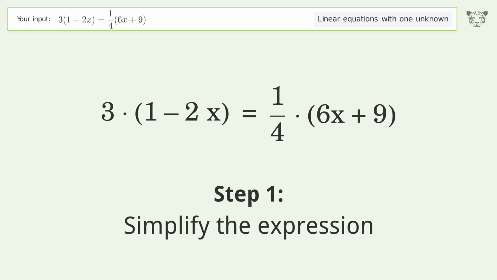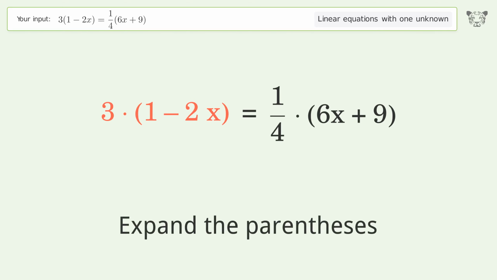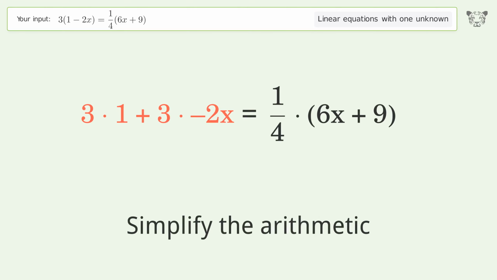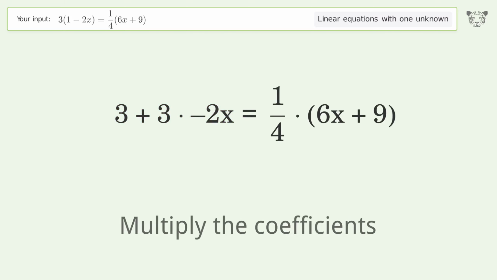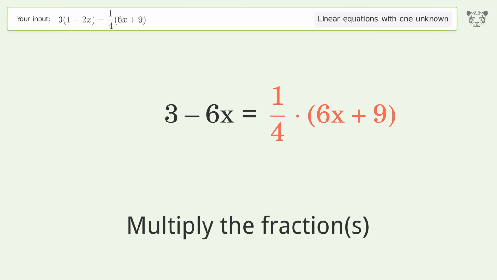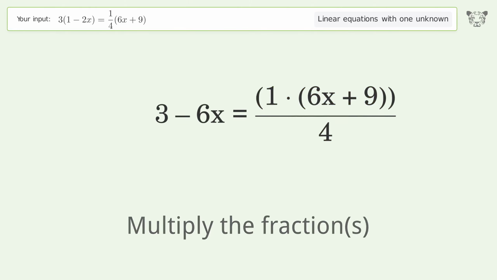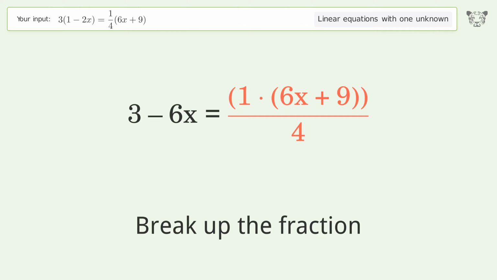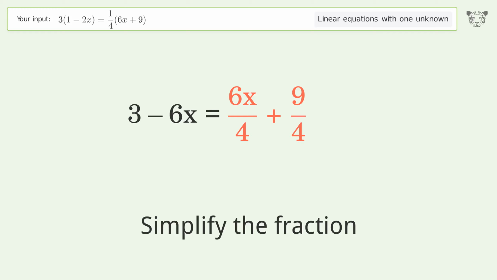Simplify the expression. Expand the parentheses. Simplify the arithmetic. Multiply the coefficients. Multiply the fractions. Break up the fraction. Simplify the fraction.